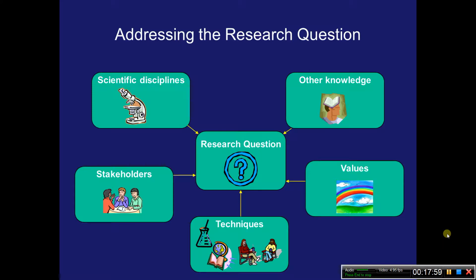So we need stakeholder knowledge, we need knowledge around their values, we need knowledge from, as I mentioned, the scientific discipline, also around techniques, technological knowledge. So for each research question, we deliberately ask the question, what knowledge is required to address this issue? And then we get people with that knowledge around the table to discuss and to then go and investigate the issue at hand.